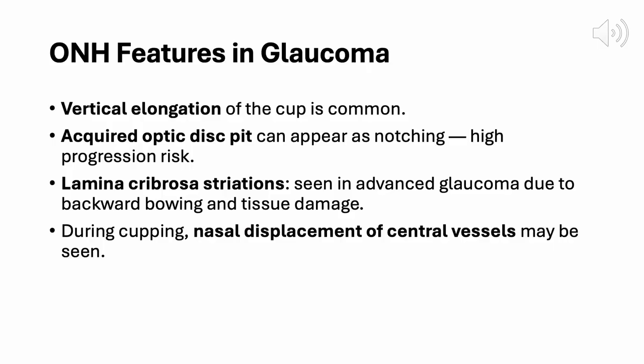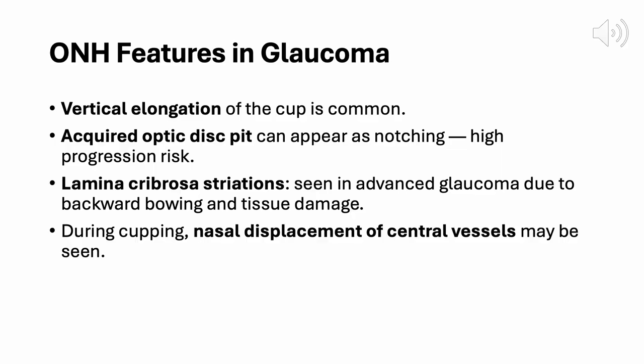Let's now focus on optic nerve head features that are suggestive of glaucomatous damage. One of the hallmark signs is vertical elongation of the optic cup, which reflects preferential loss of neural tissue at the superior and inferior poles. You may also see an acquired optic disc pit, which appears as notching. This finding is worrisome, as it carries a high risk for disease progression. In advanced glaucoma, you might observe lamina cribrosa striations.